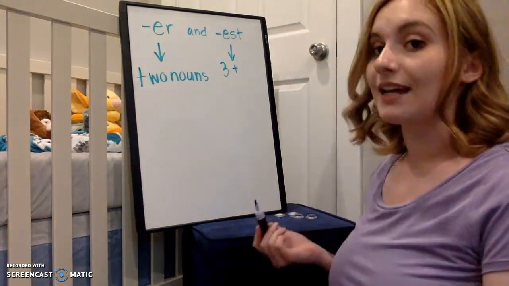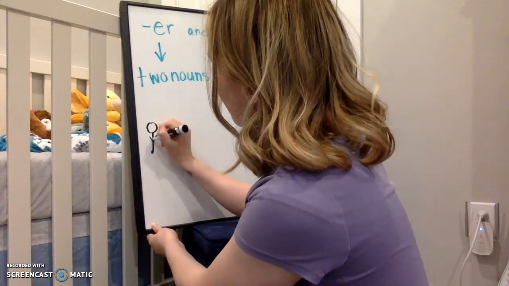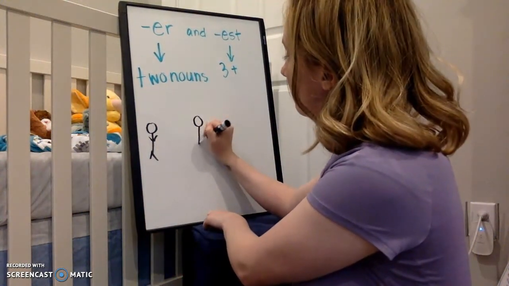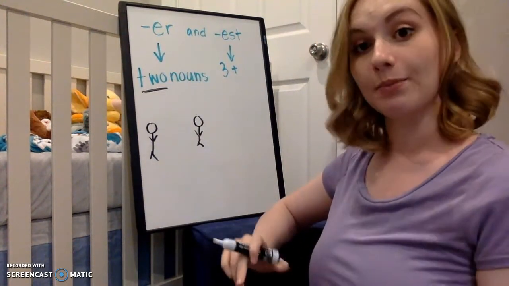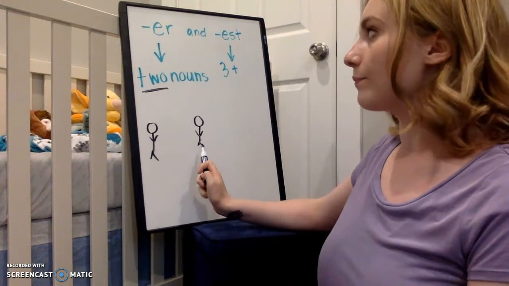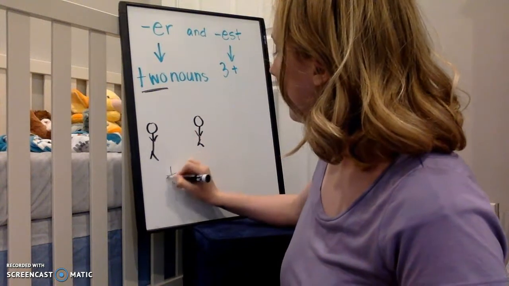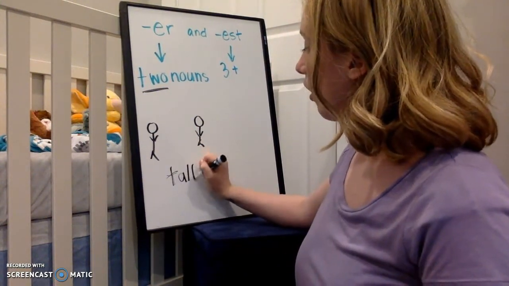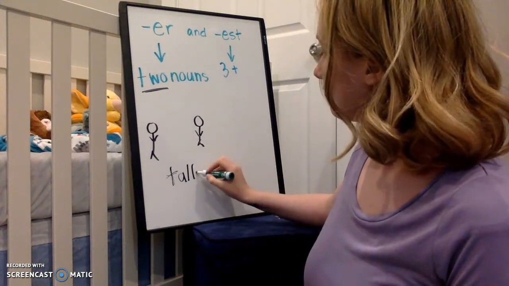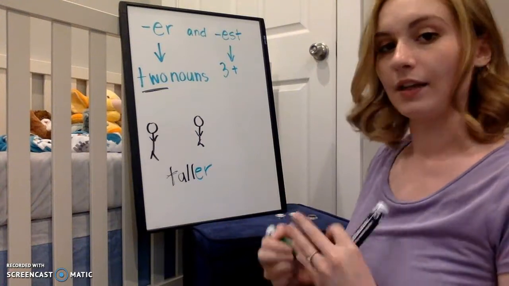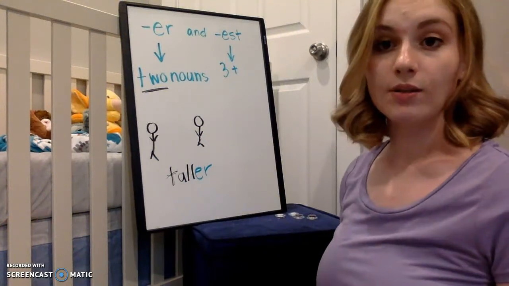For example, if I have two people, one person here and one person here, there's only two nouns, because a person is a noun, right? A person, place, or a thing. So there's only two of them. I'm going to add er. If I was comparing their height, I could use the word tall. And because there's only two, I just add er. So, taller. This person is taller than this person. Two nouns get er.